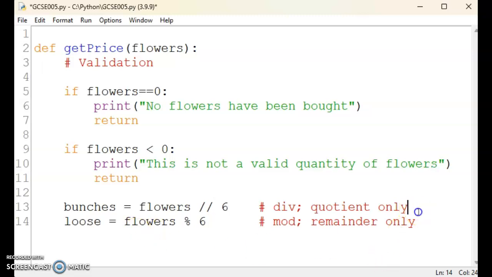Okay, so in order to calculate the overall cost, it is going to be the number of bunches multiplied by £16 each, plus the number of loose flowers multiplied by £3 each. So this means that any bunches will be sold at a slightly cheaper overall price.